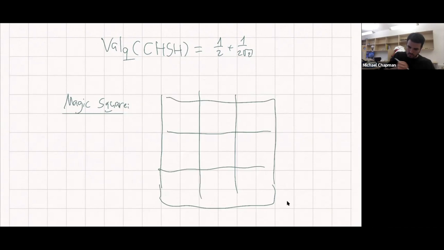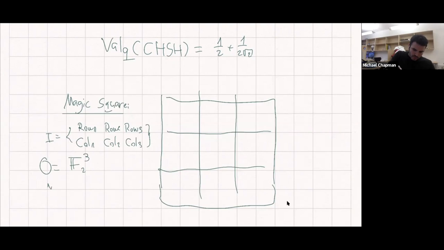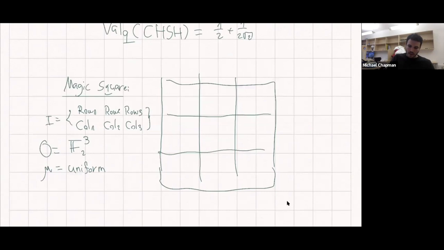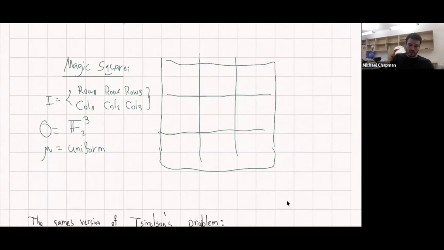Great, so we have a grid of 3x3, and I need to explain what the questions and answers are. The possible questions are just row 1, row 2, row 3, column 1, column 2, and column 3. The outputs are just vectors in F2 cubed. The distribution is the uniform one over pairs from this set I. And again, I need to explain what the winning predicate is.